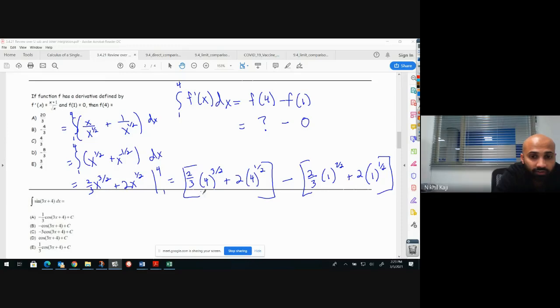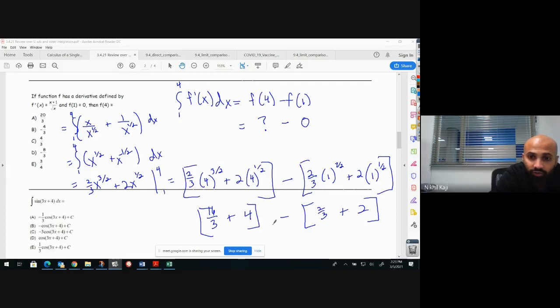What is that, 8? So that becomes 8, because the square root of 4 is 2. Then 2 to the 3rd power is 8, times 2/3, which is 16 over 3. The square root of 4 is 2, plus 4, minus 1 to the anything is just 1, so that's 2/3. Square root of 1 is 1, so that's 2.